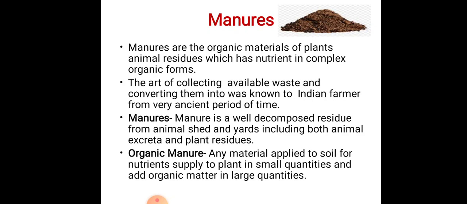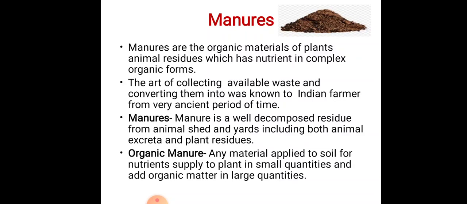Manures are organic material of plant and animal residue which has nutrients in complex organic form. These are organic in nature and consist of carbon, and these manures are composed from different materials from plant and animal residue. So basically it is a natural material made from plant and animal residue which consists of organic carbon, and due to this reason it is called organic manure.